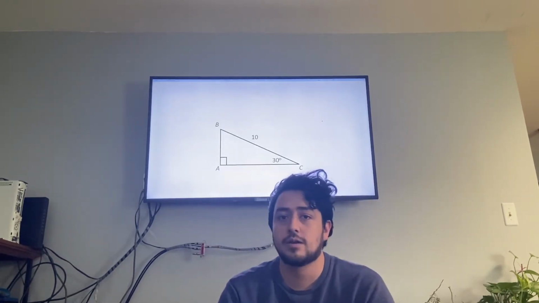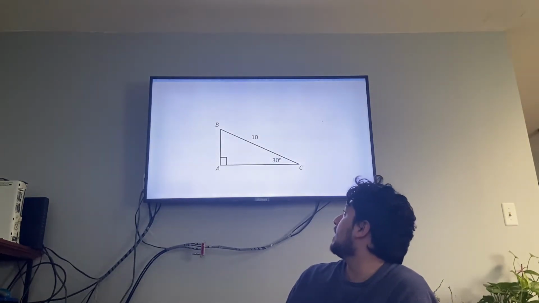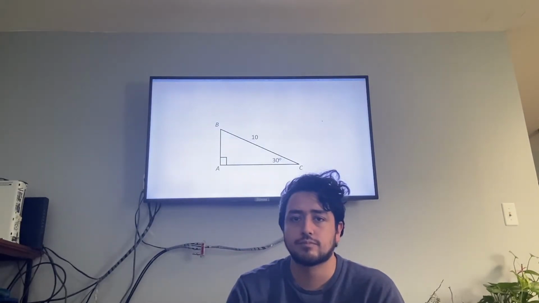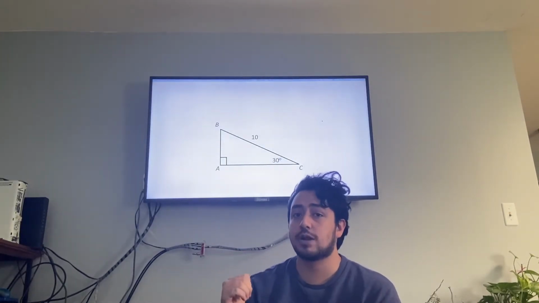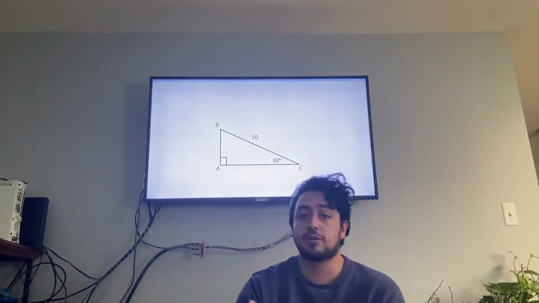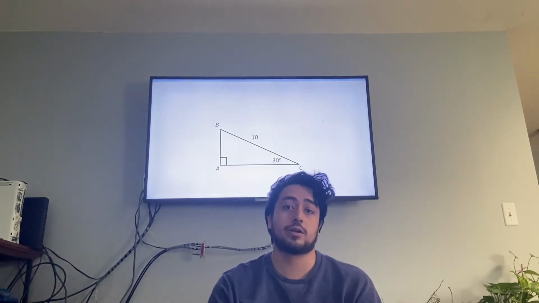And here, how would you solve for a missing side length? Let's say this shorter leg right here. It's a special right triangle, and as we covered before, if we have a special right triangle, there are a special set of rules. So this right here will follow under the special right triangle rules.